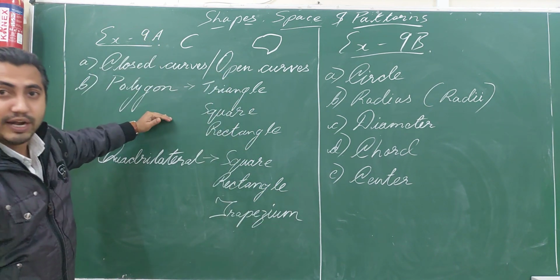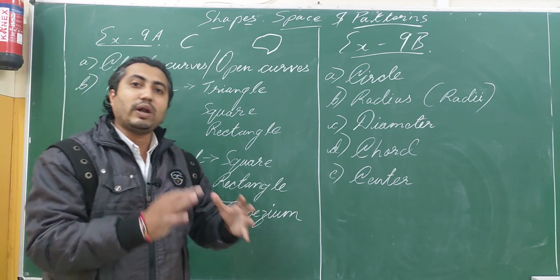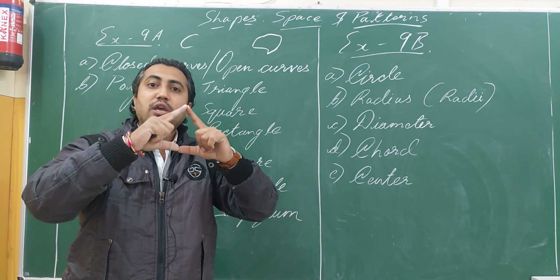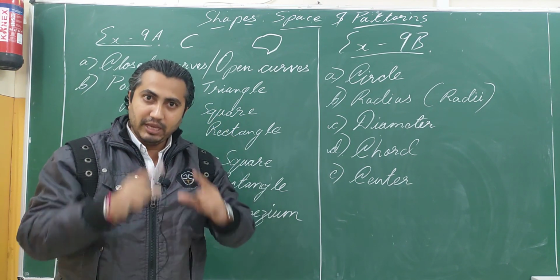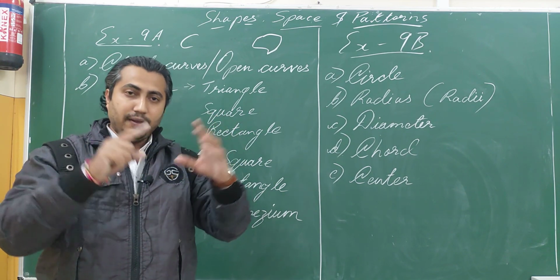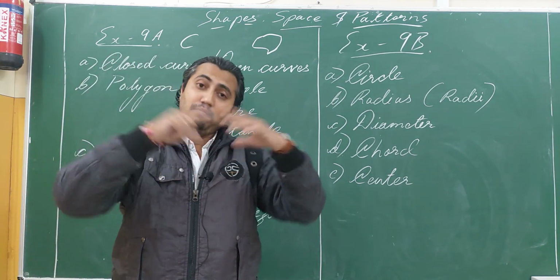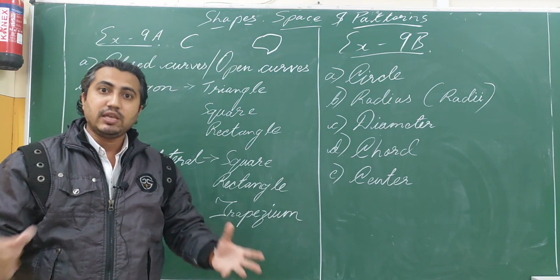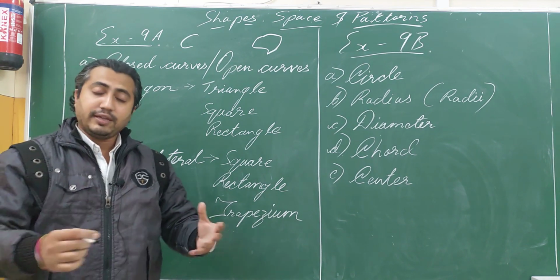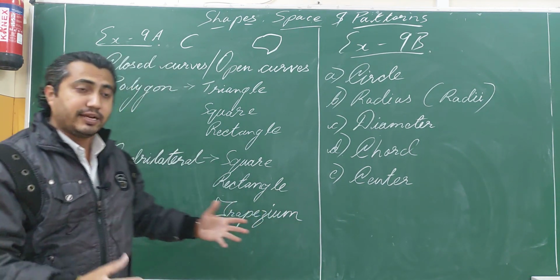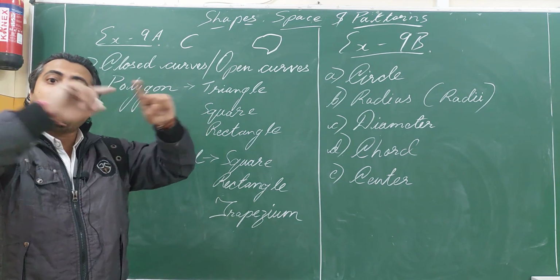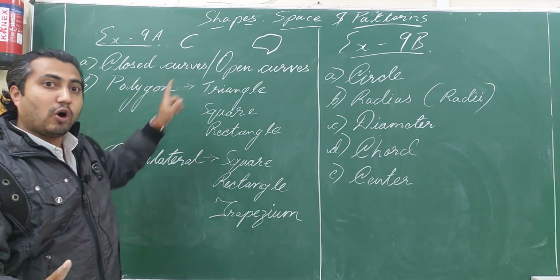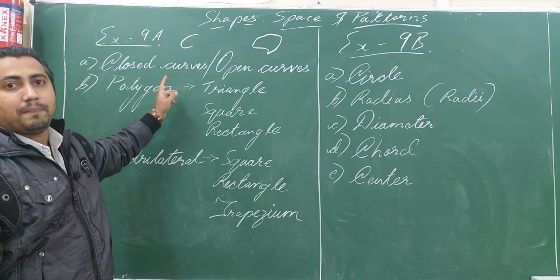Next thing that we need to understand is polygon. What is a polygon? It has a minimum of 3 sides which create a closed figure. It can be made of more than 3 sides also: 4 sides, 5 sides, 6 sides, 7, 8, 9, 10 sides. But it should be a closed figure. A polygon cannot be an open figure. A polygon has to be a closed figure.